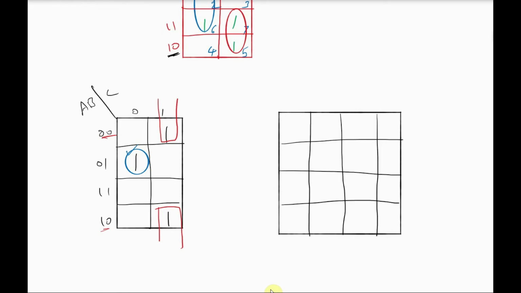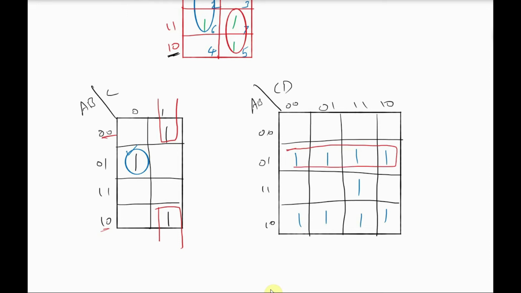So this is another one, another four-variable kmap. So how to group this? First, if you consider this one, we have 4 adjacent cells that have 1. So we can group all these 4 cells together. And when we look at the bottom one, again here 4 adjacent cells having ones are together, so that we can group together.